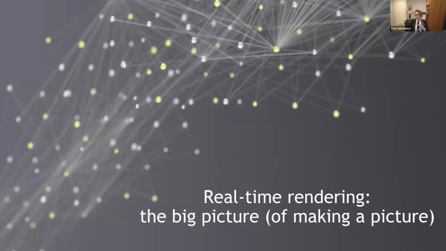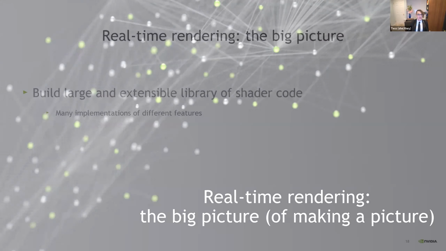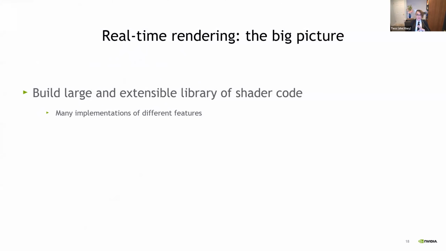And so now we can take that kind of a taxonomization approach and look at what I would call the big picture of making a picture, how a real-time renderer is formed for somebody who doesn't write one for a living. So the big picture of real-time rendering, I'm going to divide into three big steps. And the first of those steps is that we need to build a large and extensible library of shader code containing many implementations of these different categories of features we've talked about.